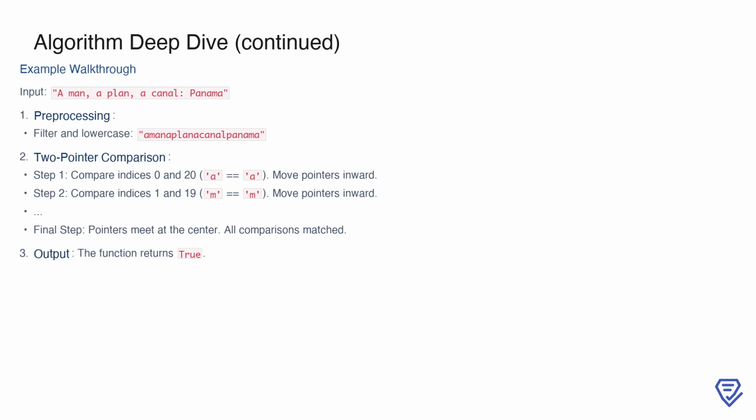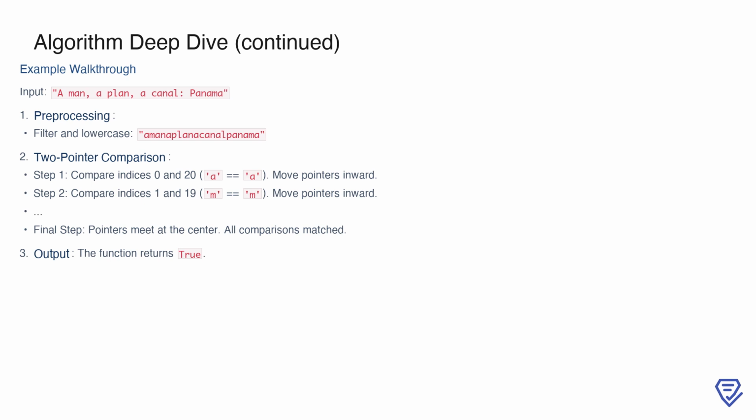Let's walk through a concrete example to tie everything together. Consider the input string "A man, a plan, a canal, Panama." First, during pre-processing, we filter out non-alphanumeric characters and convert everything to lowercase, resulting in the string "amanaplanacanalpanama". Next, we apply the two-pointer comparison.